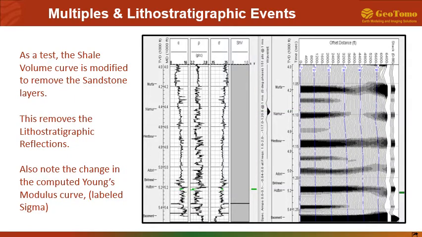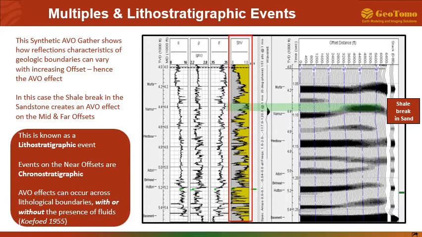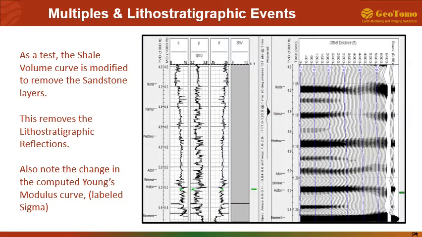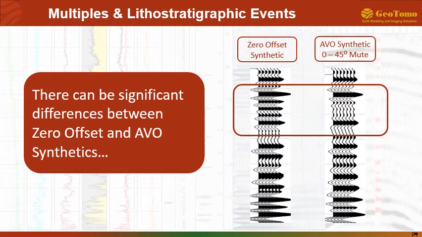As a test, we modified the shale volume curve to remove all of the sandstone, and notice the change in the corresponding Young's modulus curve, denoted as sigma. See how the lithostratigraphic events have been removed. Of course, zero offset synthetics only model chronostratigraphic events. Again, with the sandstone layers in the shale volume, and without. Due to the presence of lithostratigraphic events, there can be significant differences between a zero offset and an aviosynthetic. More on this in our well ties examples.